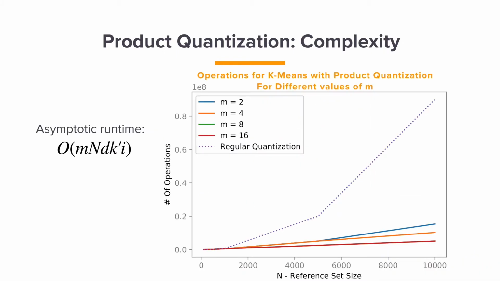Okay, so let's compare what happens here. From a complexity standpoint, if M is 1, it's just regular quantization, right? I've shown the number of operations it would take to do that on this dotted line. And then I've shown the number of operations for different values of M on these solid lines. When M is 2, I'm cutting it in half, and I still get significant savings on the computational complexity. This is going to run a lot faster. So we're already doing better.